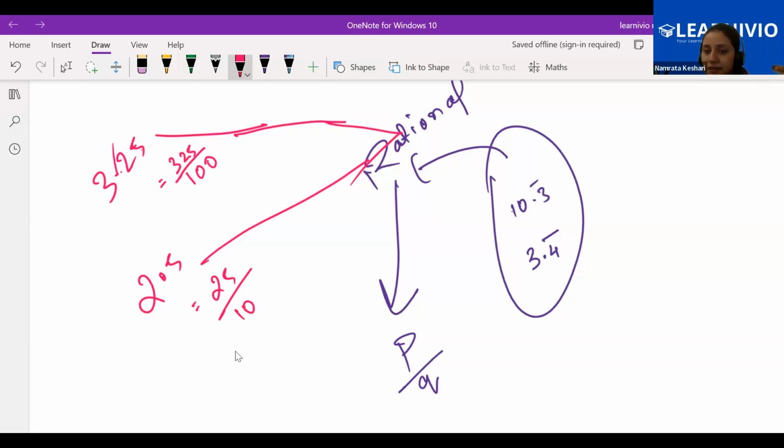Already you know this concept, like when you were in a lower class, you were doing these things. Yes or no? Representing the decimal number as a fractional number. Okay, you cannot recall, no worries.